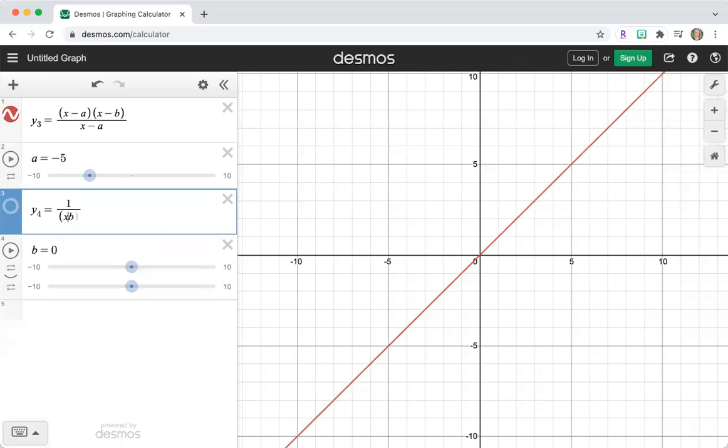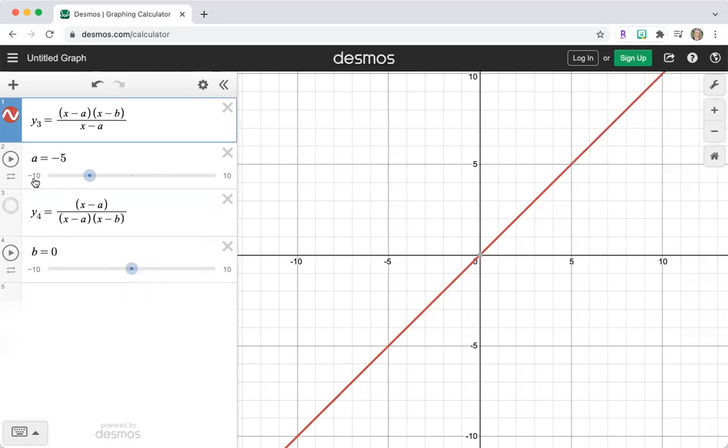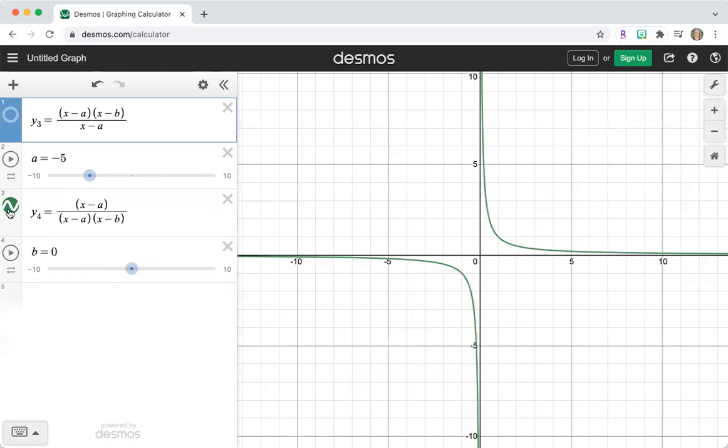What I want to show you here, and I'm going to change this one, is x minus a. What if the 2 factors were in the denominator and the 1 factor was in the numerator, instead of a and b in the numerator and just a in the denominator? So let's turn this one off. Let's turn this one back on.